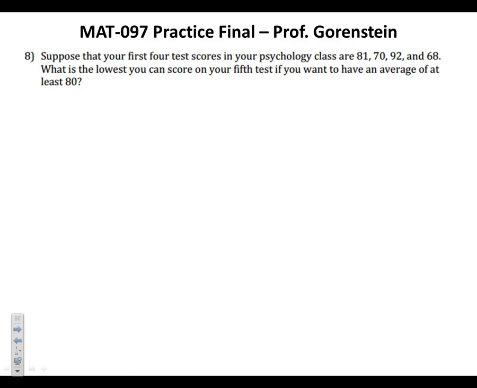Okay, in this problem we have 5 exam scores, 4 of which we know, 1 we don't. So the question here is, what is the lowest score you can get on your 5th test to have an average of at least 80? So our unknown here is the 5th test score. That we don't know. So we could represent that with a variable.